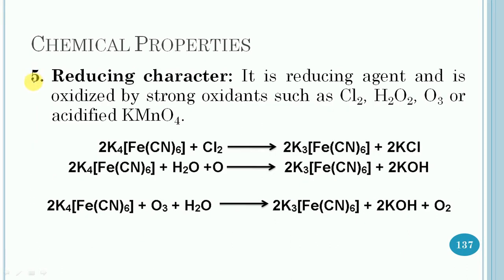Next is the reducing character. Potassium ferrocyanide acts as a reducing agent and is oxidized by strong oxidants such as chlorine, hydrogen peroxide, ozone or acidified potassium permanganate. So in first case it reacts with chlorine, in second case potassium permanganate, and in third case with ozone.